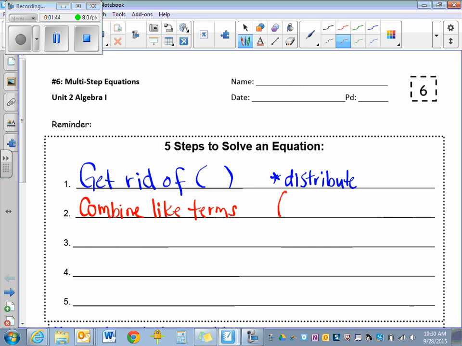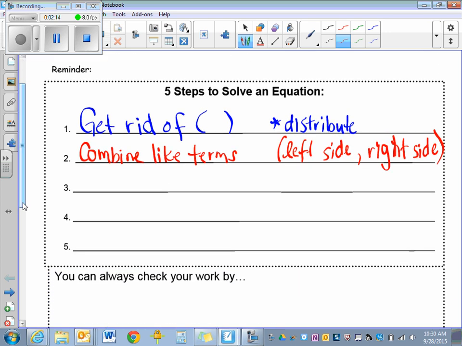Remember, we do this on the left side, and we do it on the right side. Now, once we've combined like terms on each individual side, then we want to start moving things around because we want to get the variable by itself. So we want to get variables on one side and everything else on the other side. And that's our third step, is to get variables on one side.